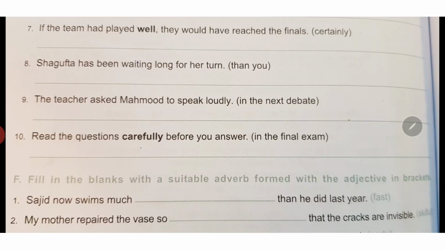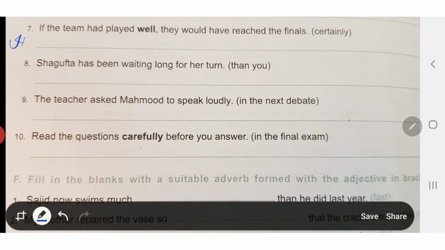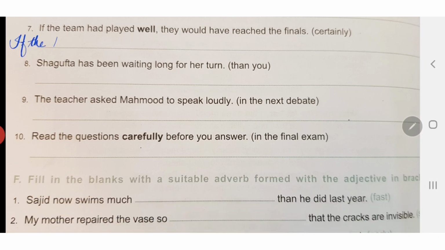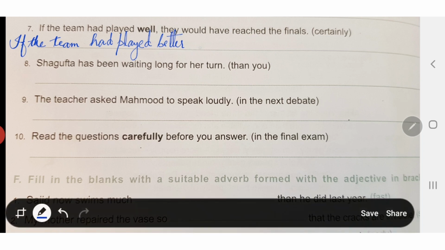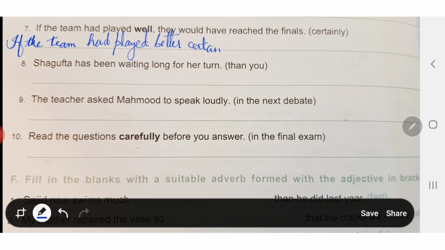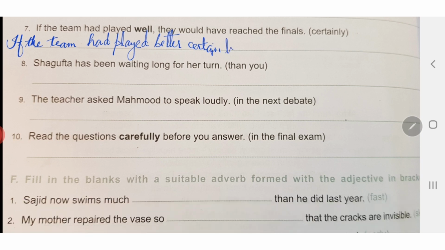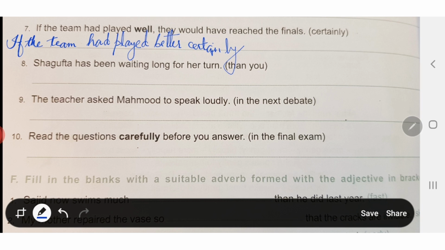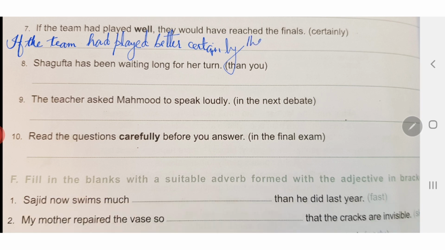If the team had played better, certainly they would have reached the finals. Like that you will do.